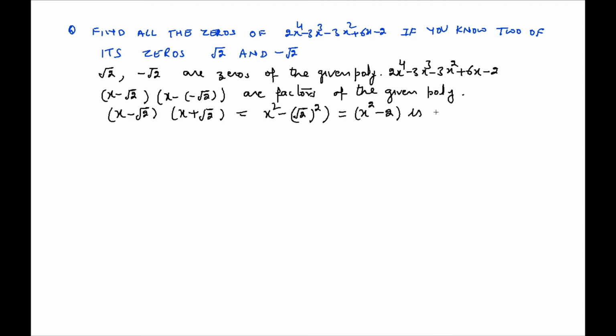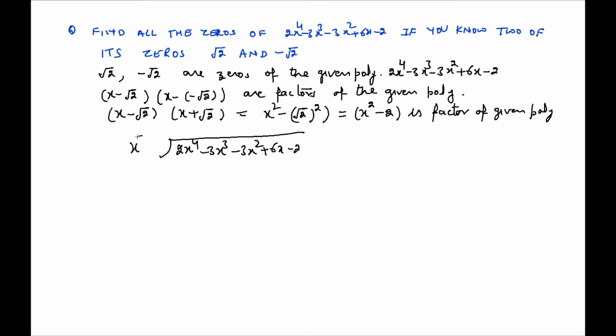Now divide the given polynomial by x squared minus 2. So 2x4 minus 3x cube minus 3x square plus 6x minus 2. Divide this by x square minus 2. So write 2x4 in the numerator and x square in the denominator. You will have 2x square. That will be the first term of the quotient.